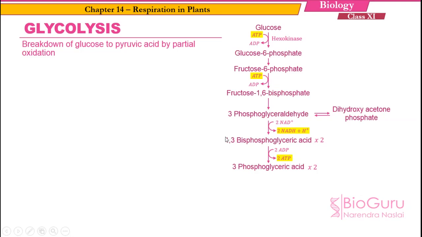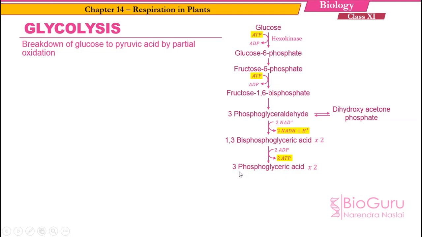It is because there are two molecules of 1,3-bisphosphoglyceric acid. Here I have written ×2, which means two molecules. So both the molecules will get converted into 3-phosphoglyceric acid. From each molecule one phosphate group is released. Hence here 2 ATPs are synthesized. This phosphorylation process is called substrate level phosphorylation.